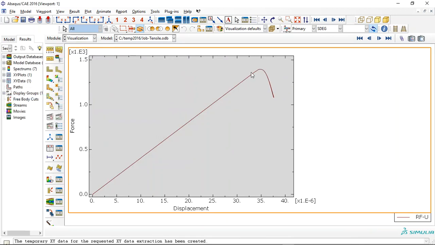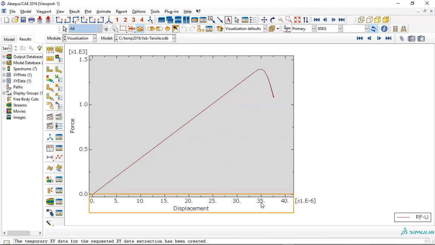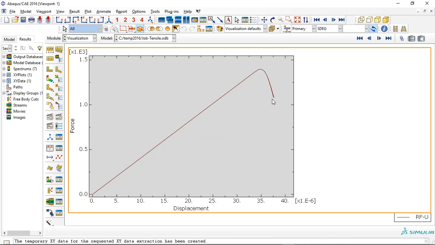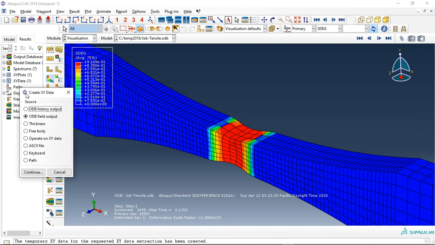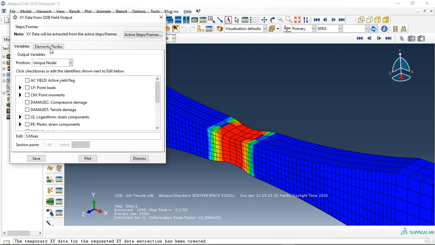This is the force displacement diagram, and you can see it reaches 1400 Newton for 0.3 millimeter, and after that the capacity has decreased, you can see, because the concrete is too weak in tension.